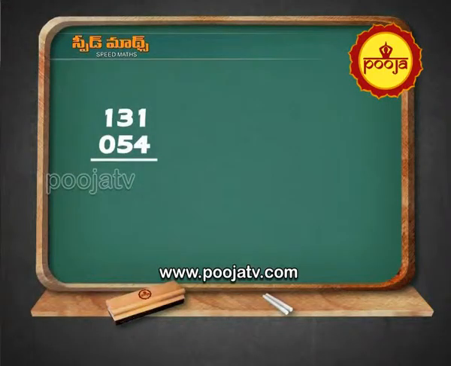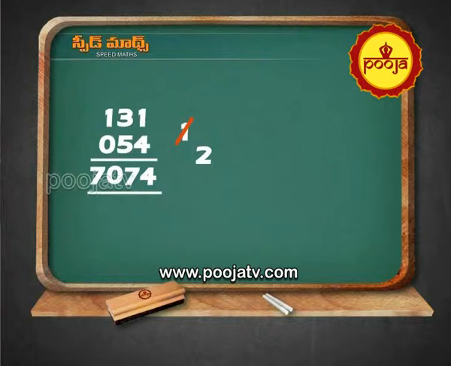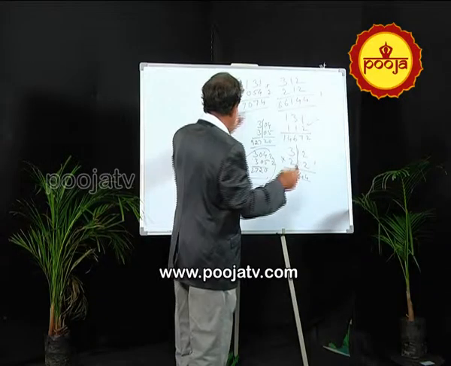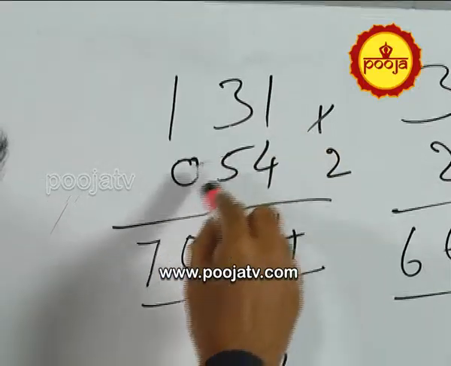4 into 1 is 4, 4 threes are 12, 5 into 1 is 5, 12 plus 5 is 17, 1 to the side. Now all the 3: 4 into 1 is 4, this is 0, 5 into 3 is 15, 15 plus 4 is 19 plus 1 is 20, 0 here, 2 outside. Now last 2: 5 into 1 is 5, 0 into 3 is 0. So only 5, 5 plus 2 is 7, and 1 into 0 is 0. The answer is 7074. I will repeat it again, kindly see. 131 into 054.